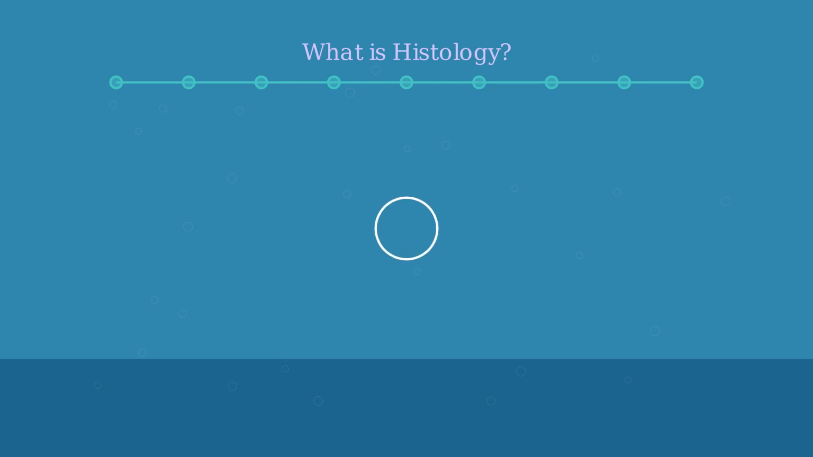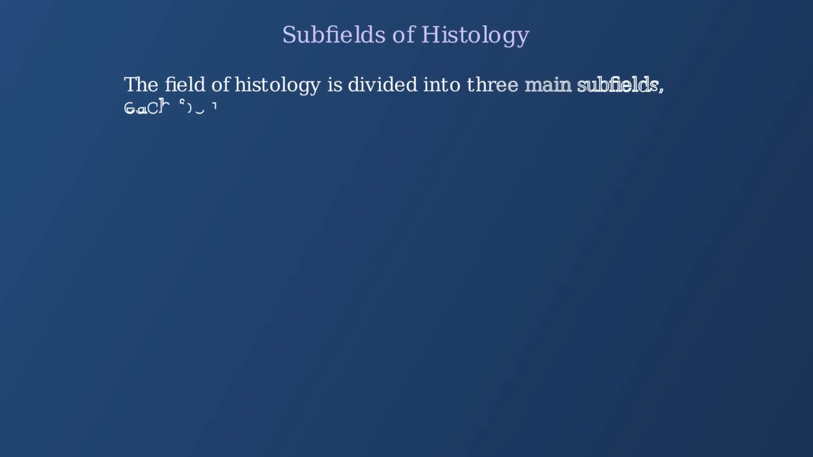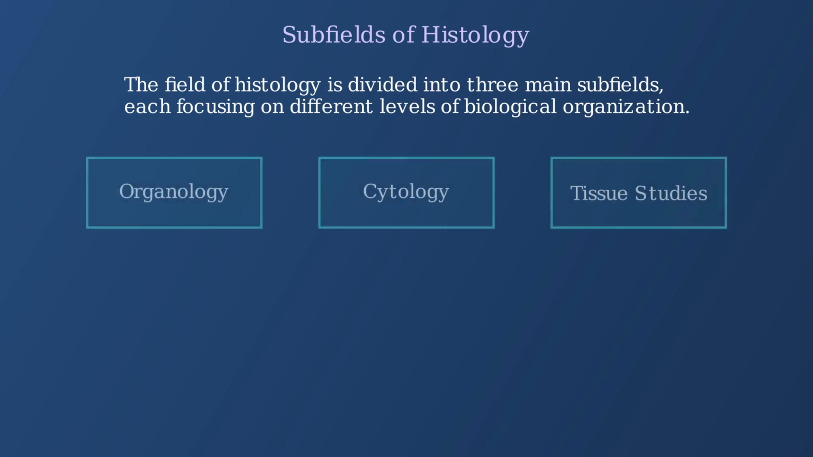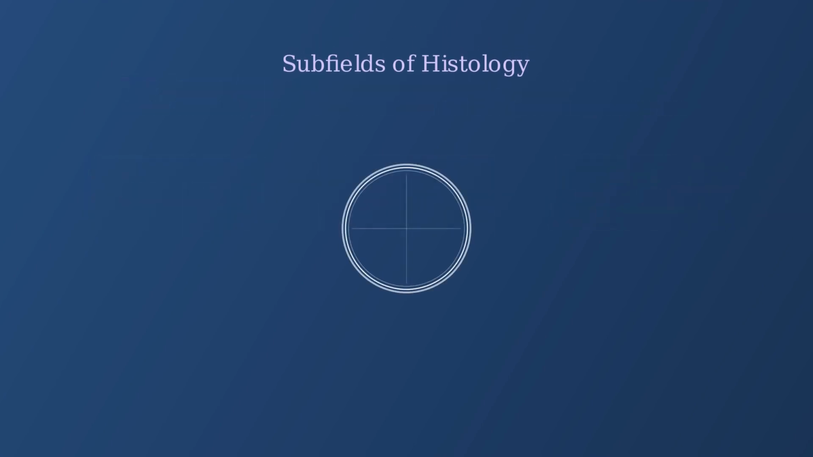Now that we understand what histology is, let's explore its various subfields. The field of histology is divided into three main subfields, each focusing on different levels of biological organization. These subfields are organology, cytology, and tissue studies. Let's examine each subfield more closely, starting with organology.